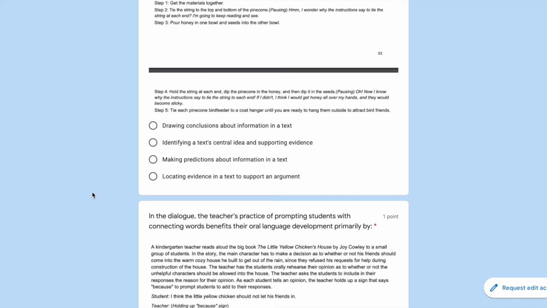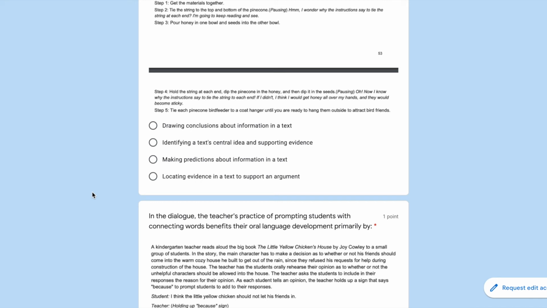Is the best answer, drawing conclusions about information in a text, identifying a text central idea and supporting evidence, making predictions about information in the text, or D, locating evidence in a text to support an argument. Take a moment here.